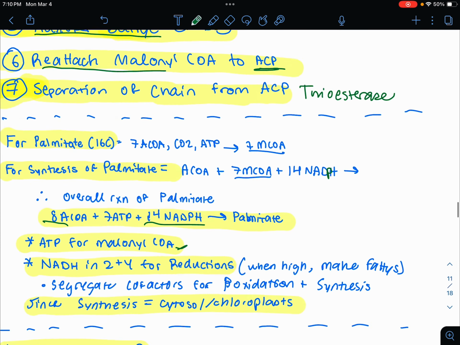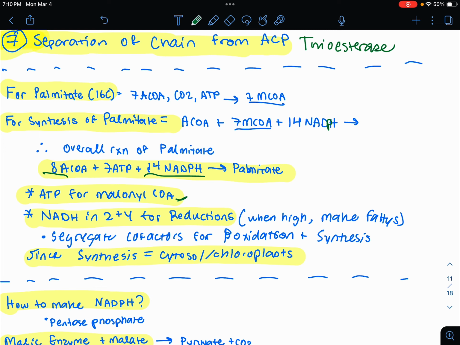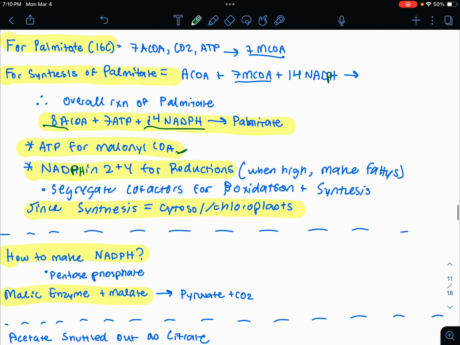Okay, so we also need the reducing power of NADPH. There we go. NADPH is needed in steps 2 and 4, which are the reduction steps to reduce the beta keto group and the double bond. And I think, are those in order? Yeah. First, you're going to reduce the beta keto group, and then you're going to do the double bond.